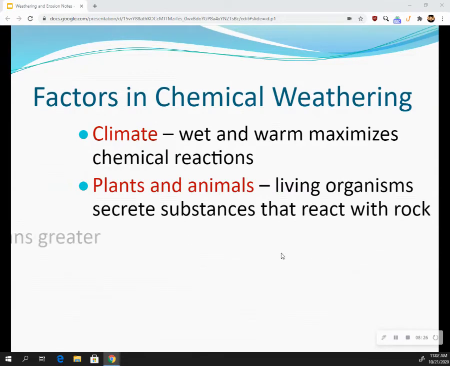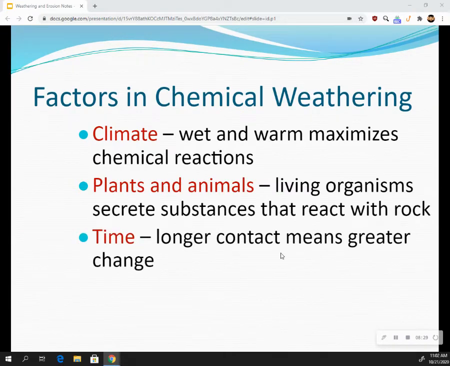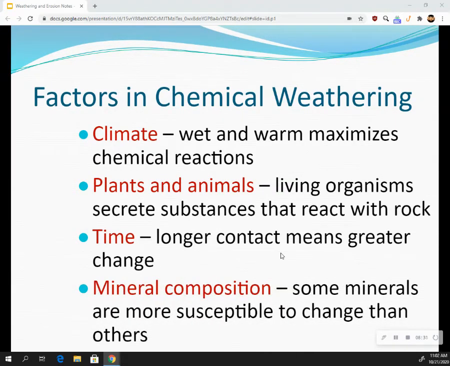Chemical weathering deals with plants and animals and time. The longer something is in contact with something, the more likely it is going to change. Plants and animals react and secrete waste that can create a reaction with the rock. Climate: if it's wet and warm, it maximizes chemical reactions, because the warmer something is, the more likely the particles are going to interact together. Mineral composition: depending on which minerals are found where, you're going to have different kinds of chemical weathering.